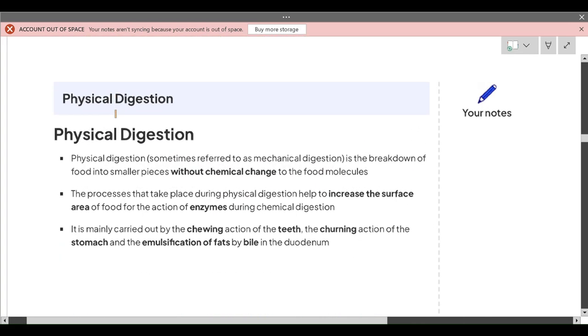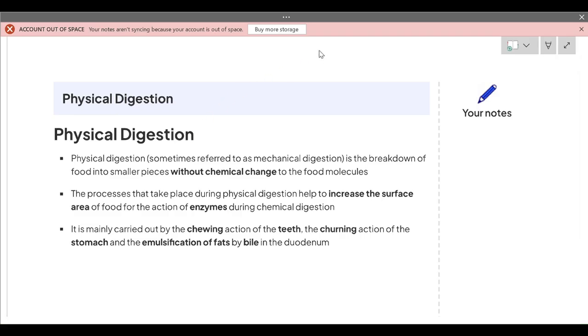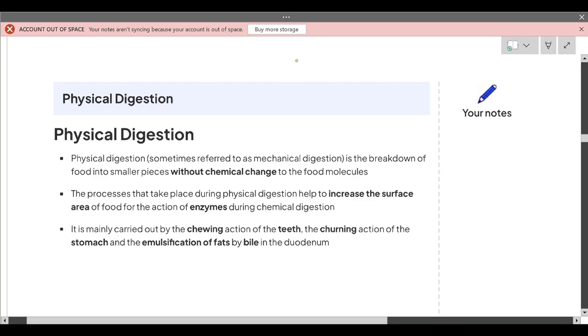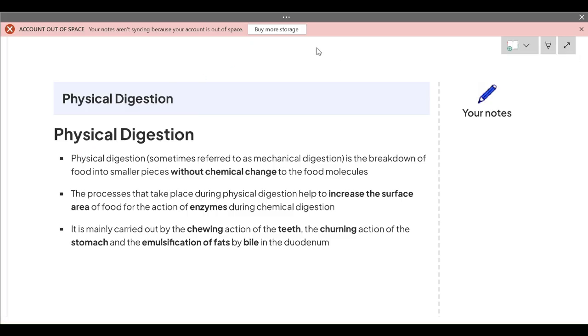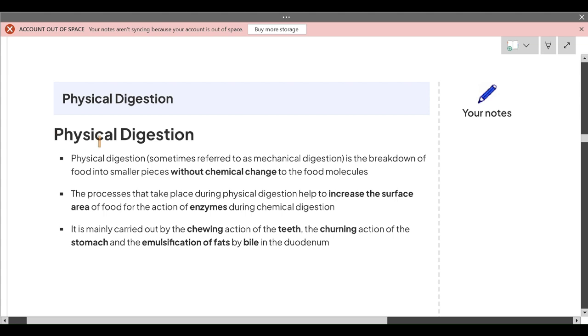Let's move forward and talk about physical digestion. The things we did earlier were an overall summary of chemical and physical digestion, the organs involved, and the enzymes that work. Let's talk about physical digestion now, and later we will go into the detail of chemical digestion as well. Can you give me an example of physical digestion?